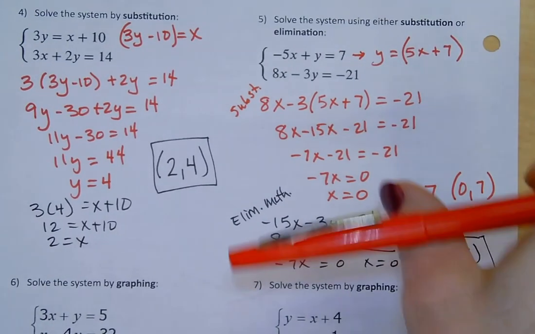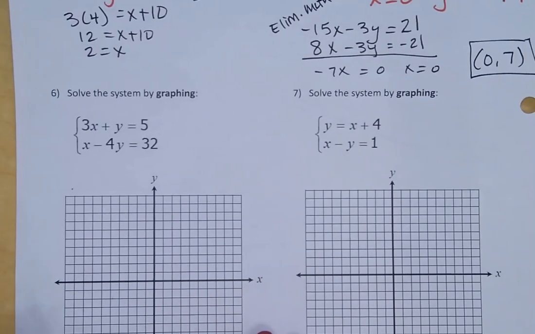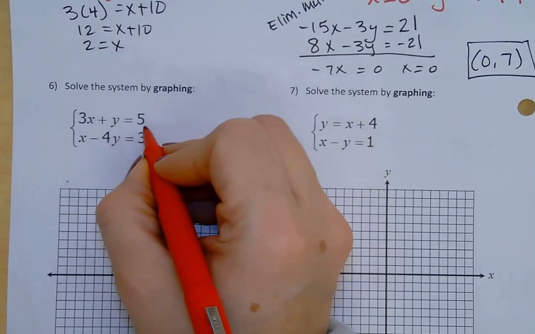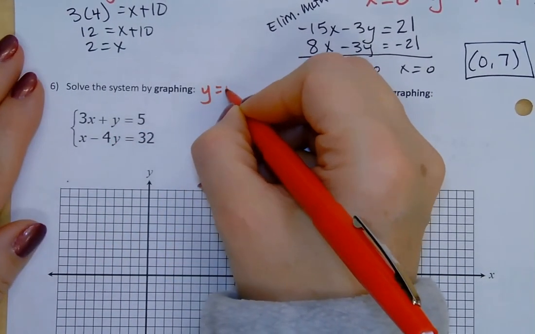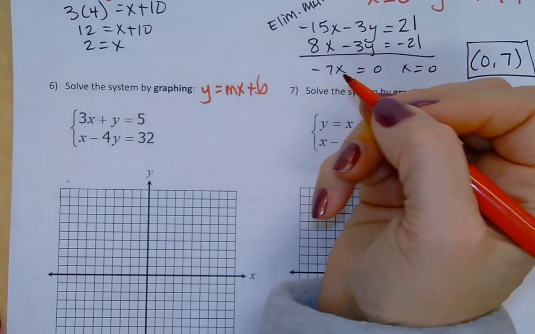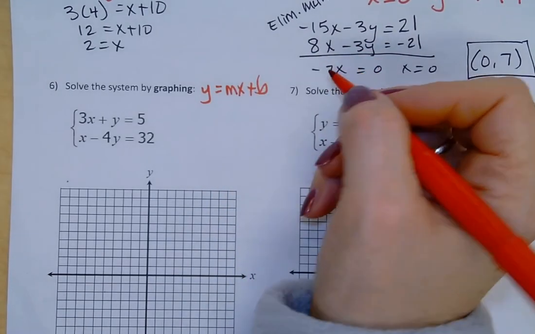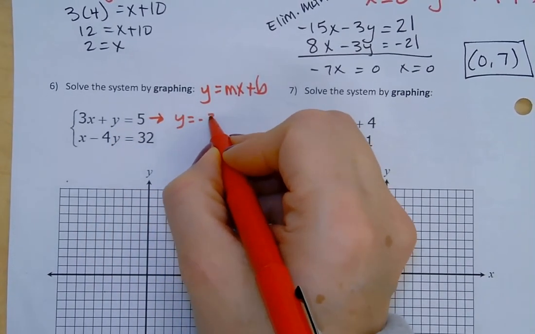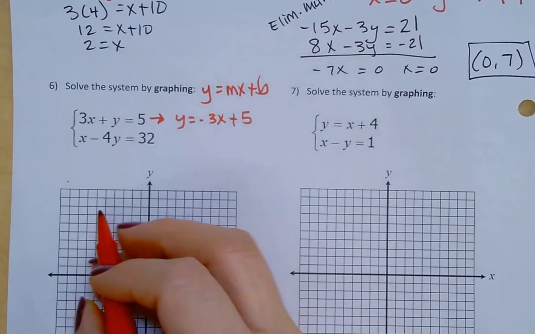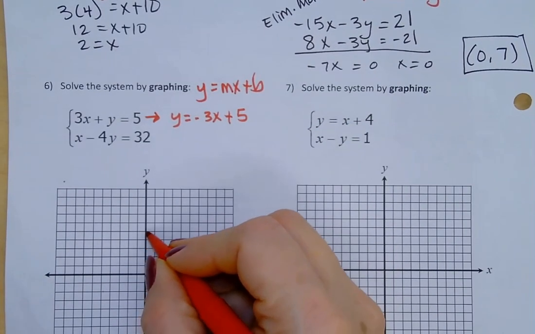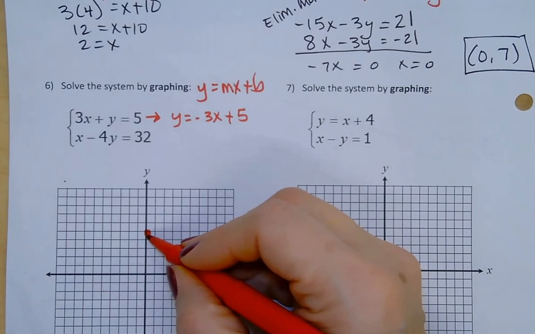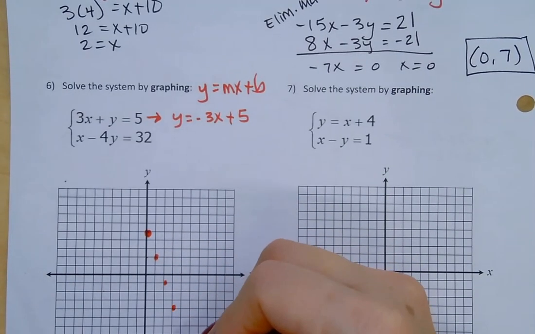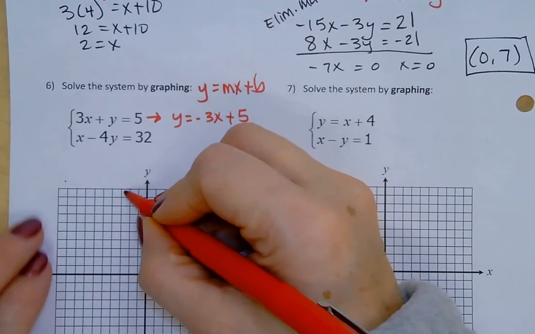All right, and finally, the last two we're going to solve by graphing. My preference personally is to rearrange into y equals mx plus b format, but you do not have to do it that way. That is how I'm going to do it. So that gives me y equals -3x plus 5. So I start at 1, 2, 3, 4, 5, and it's a negative slope, so I'm going to come down 3 over 1, and so on. So that's that.